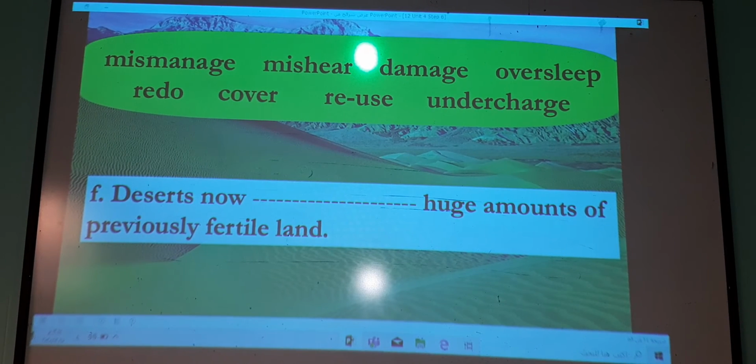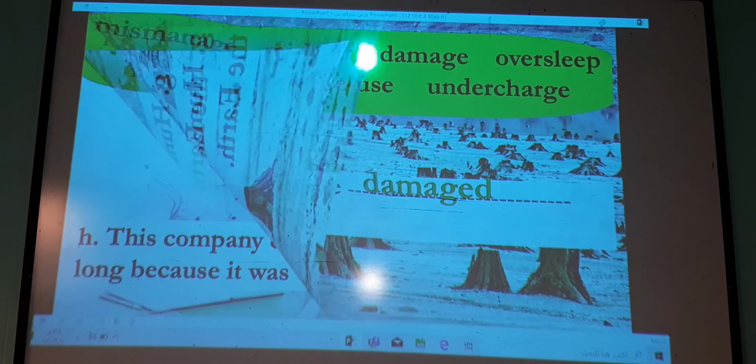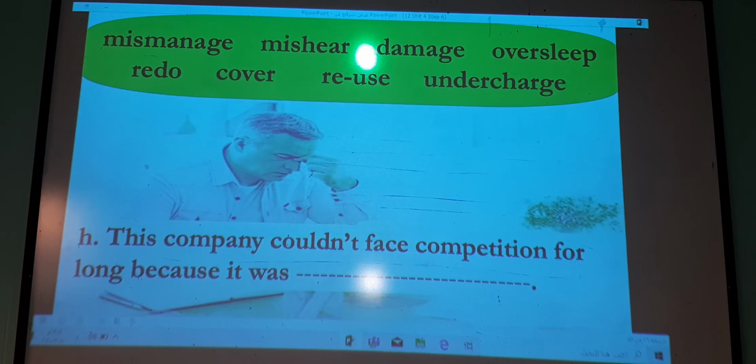F. Deserts now cover huge amounts of previously fertile land. The fertile land becomes deserts, so deserts cover huge amounts of previously fertile land. Human actions have damaged the earth. As we see in the picture, the trees are cut down and this is a kind of destruction. This is deforestation. Human actions have damaged the earth. H. This company couldn't face competition for long because this company is very weak. It couldn't face competition because it is mismanaged. The management is very bad.